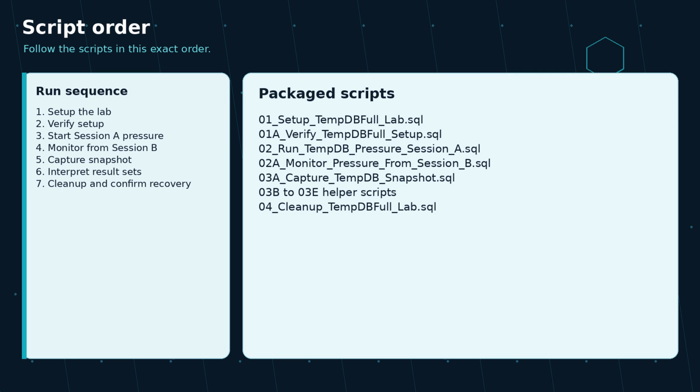Follow the scripts in the order shown. First, create the lab database and procedures. Second, verify that the setup completed. Third, start the workload in Session A. Fourth, monitor its progress from Session B. When the monitor reports that the target has been reached and is being held, capture the TempDB snapshot. After interpreting the results, run the cleanup script. Keeping this order matters because each later step depends on objects and evidence created earlier.